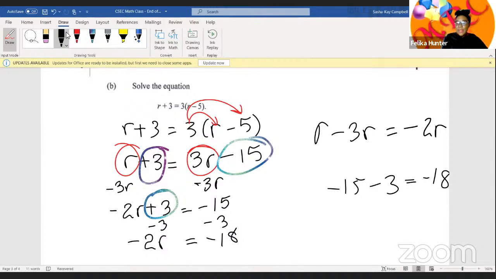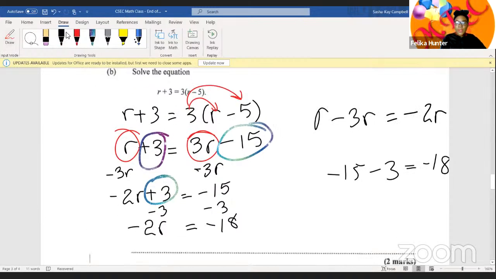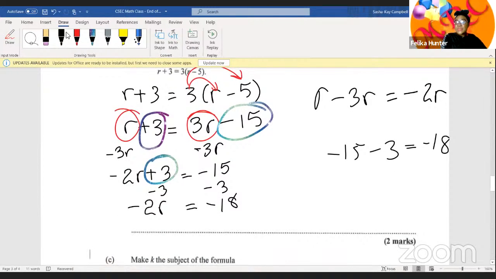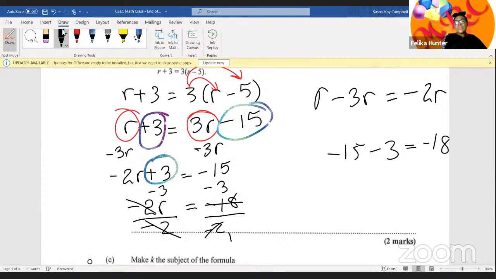All right. So now we have negative 2r equal negative 18. We want to find the value of r, so we're going to remove our negative 2 by dividing through by negative 2. So divide both sides by negative 2. Negative 2 cancels negative 2. Negative 2 into negative 2 is 1. Negative 2 into negative 18 is positive 9. So now we have r equal 9.